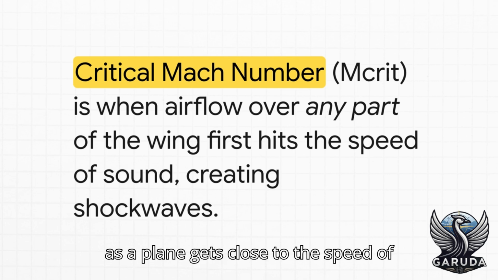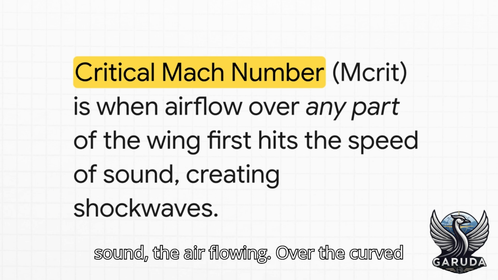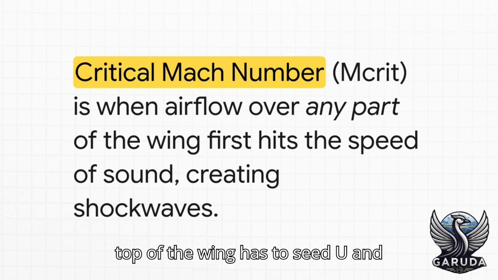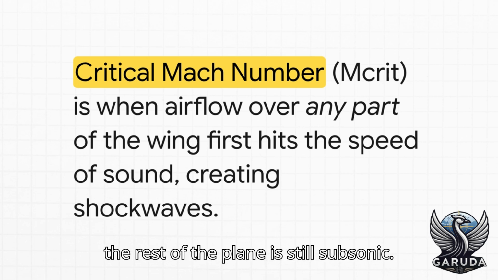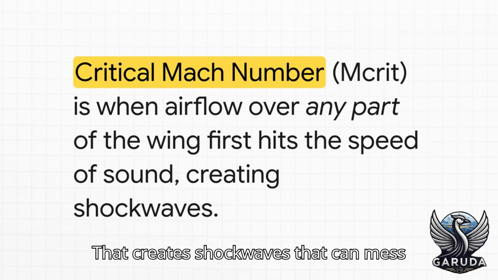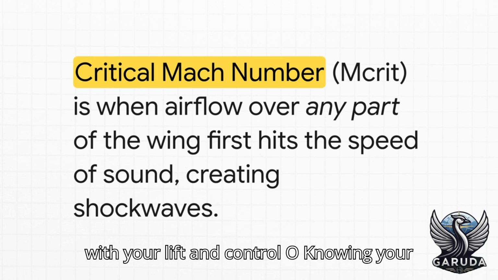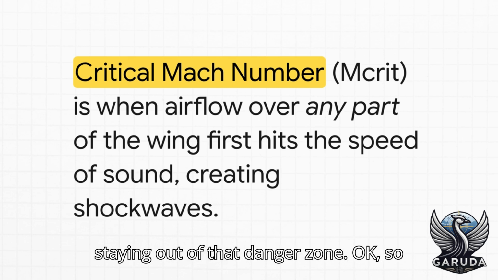And why does this matter so much? Well, as a plane gets close to the speed of sound, the air flowing over the curved top of the wing has to speed up. And it can actually go supersonic even when the rest of the plane is still subsonic. That creates shock waves that can mess with your lift and control. So knowing your Mach number is absolutely critical to staying out of that danger zone.